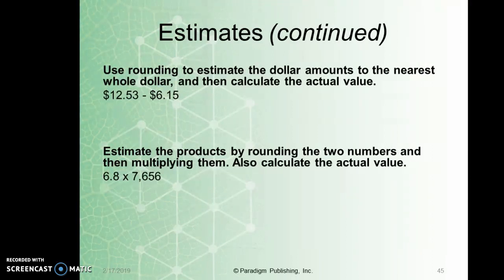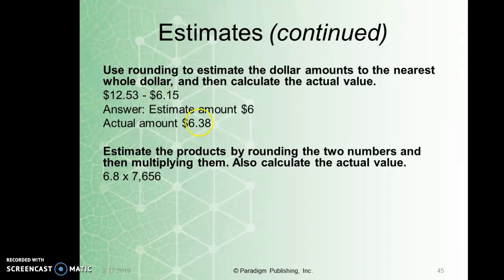Use rounding to estimate the dollar amount to the nearest whole dollar, okay? Then calculate the actual value. So we want to estimate to the nearest whole dollar. Looking at the 5, we know it's 5 or greater, so we're going to round the 12 up to 13. And then looking at the 6, we see that the 1 is less than 5, so we're going to leave it at 6. So 13 minus 6 will give us an estimate of 6. The actual amount is 6.38.